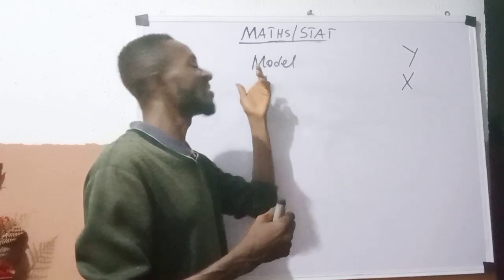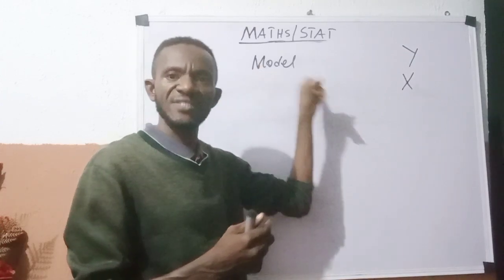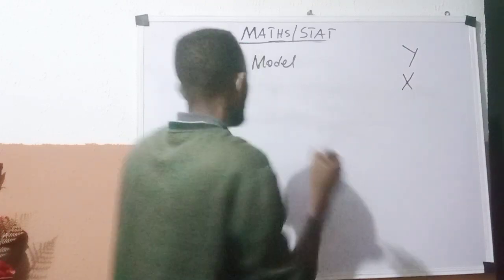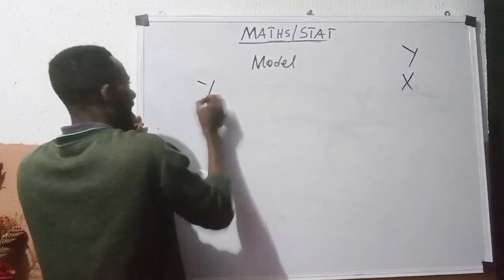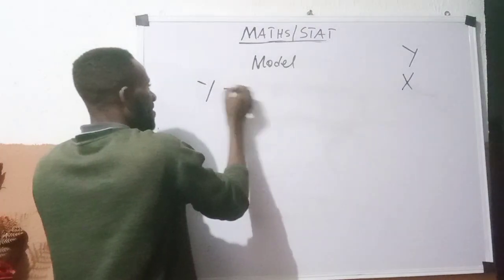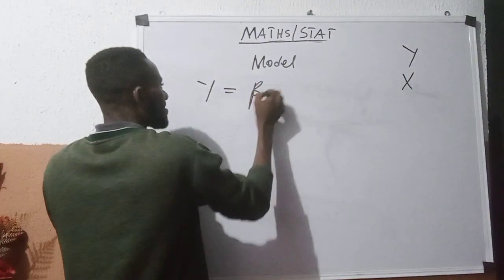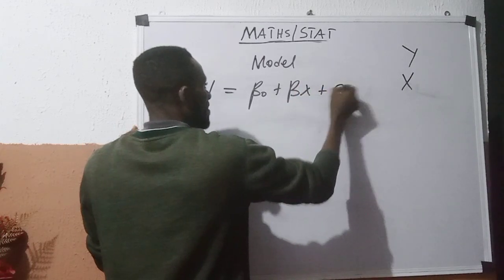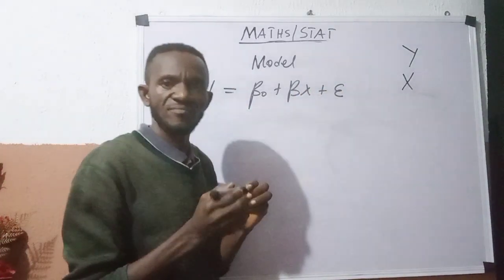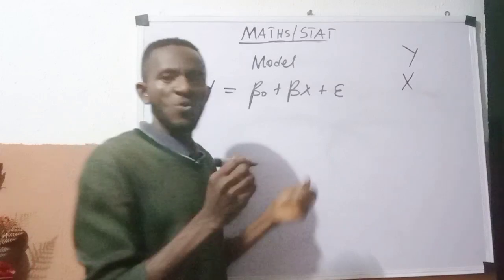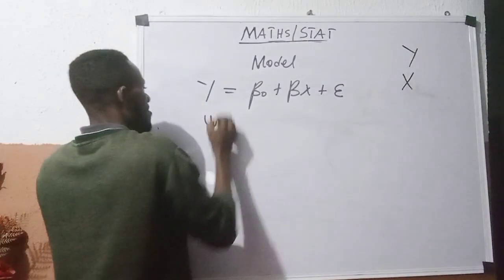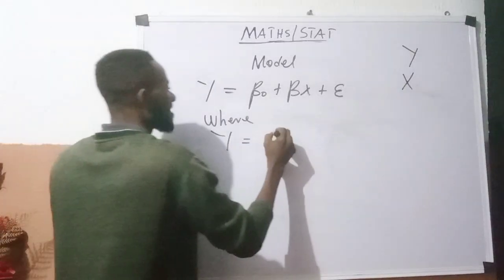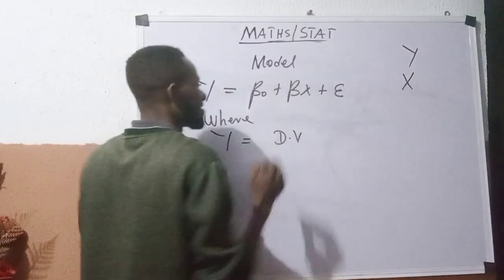So how do I now present the model of a simple linear regression? The model is written as my Y, which is the dependent variable, is given as beta 0 plus beta 1 X plus E. We now say where this my Y here is the dependent variable. Permit me to write as DV.